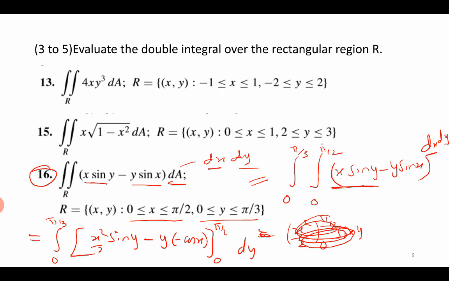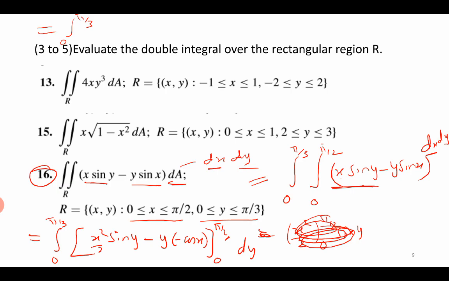Okay, now substitute the upper and lower limits for x. Right here, I'm writing here. The outer integration is 0 to pi by 3. Now apply pi by 2, the upper limit for x. x is pi by 2 squared, divided by 3.